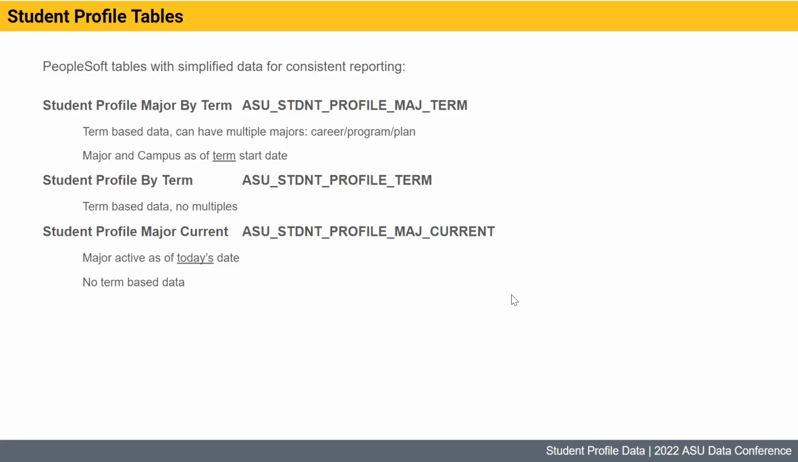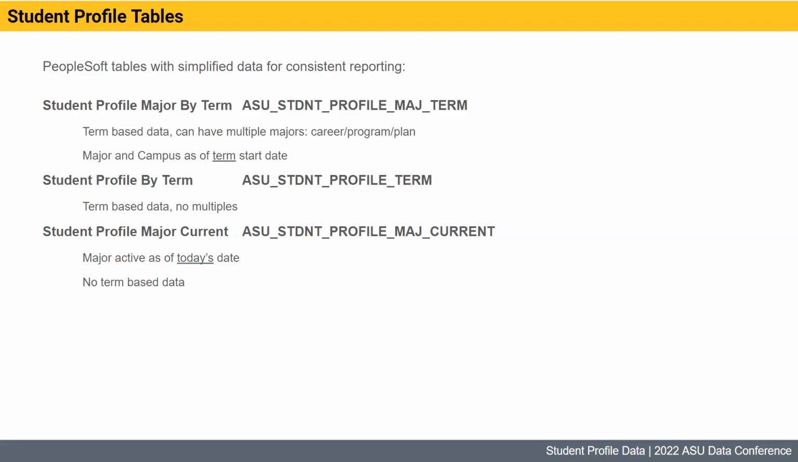A few years later, we decided we really need a table that captures the program plan data as of today, rather than as of the term start. The use case for this is more operational. So a department wants to contact all the students in their major. They don't care if the student just changed their major today or they've always been in that college. So student profile major current has the major information as of today. It also includes all of the future admits. So students that are admitted for fall of 2024 are already in that table.